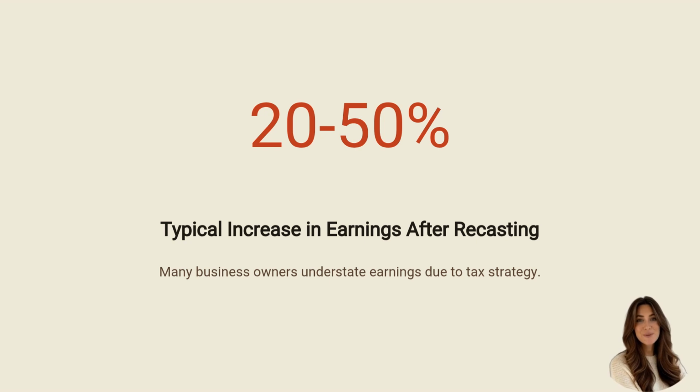Why? Because they have been running their business for tax efficiency. A $150,000 tax return net income often becomes $200,000 to $225,000 after adjusting for owner salary, personal expenses, and one-time costs. That is not fraud. That is just revealing what the business actually makes. And remember the valuation math we covered earlier. If you add $50,000 in recasted earnings and you are using a 3x multiple, that is $150,000 added to your business value. This is massive.